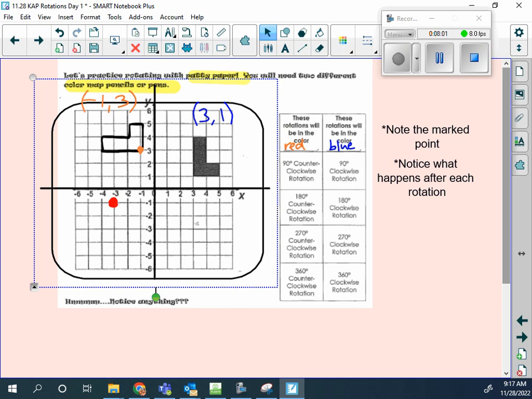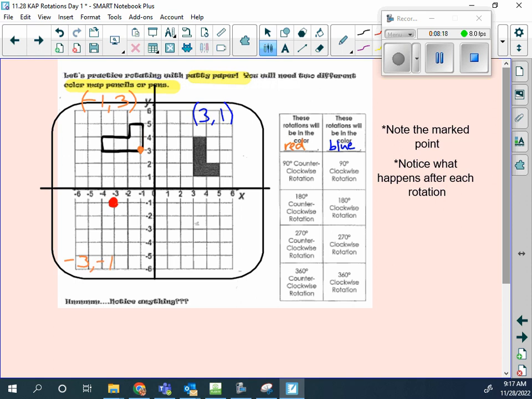I pick up my shape. I'm not really sure why. But it did bring my point with me, which is good. Maybe it's because I was writing on it. I'm not sure. But go ahead and name that point after you draw it on your real paper. -3, -1.